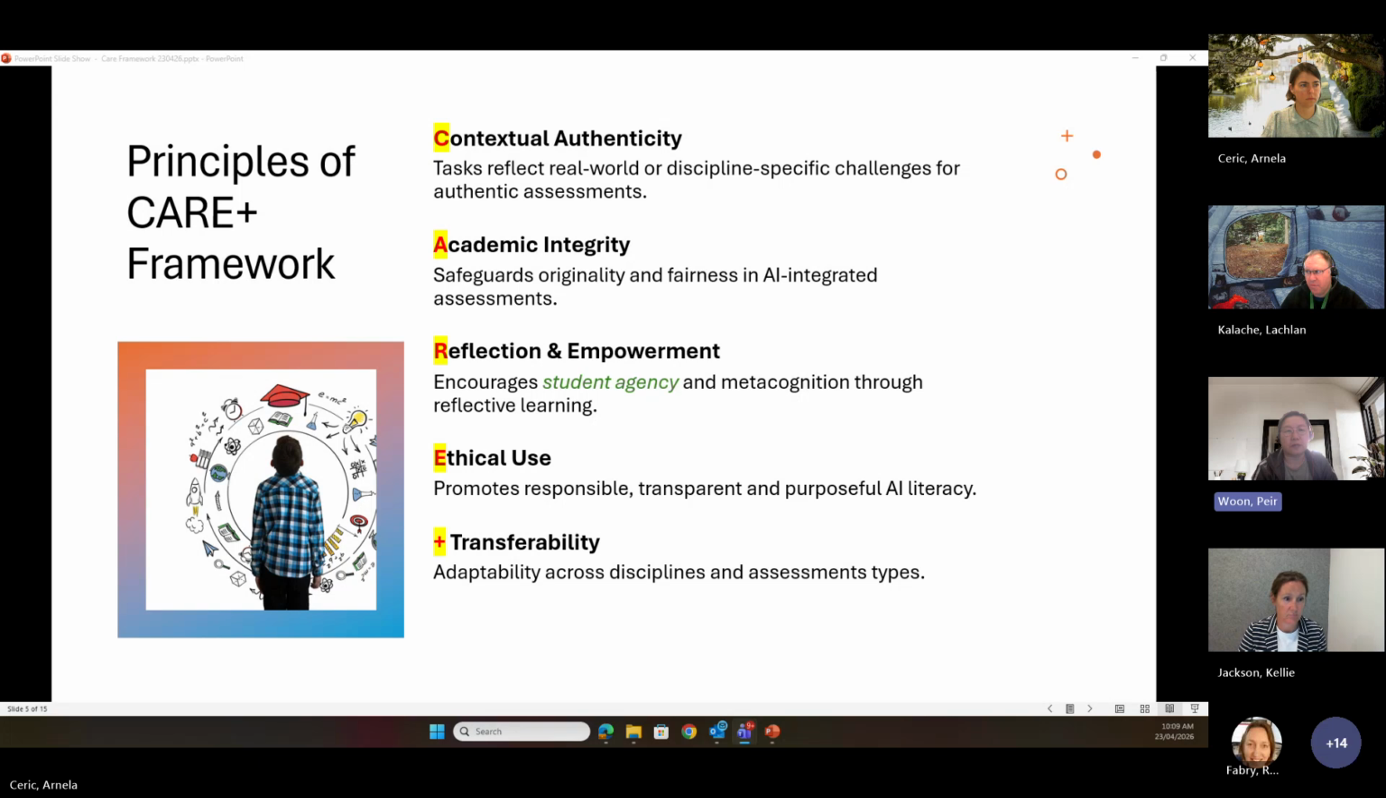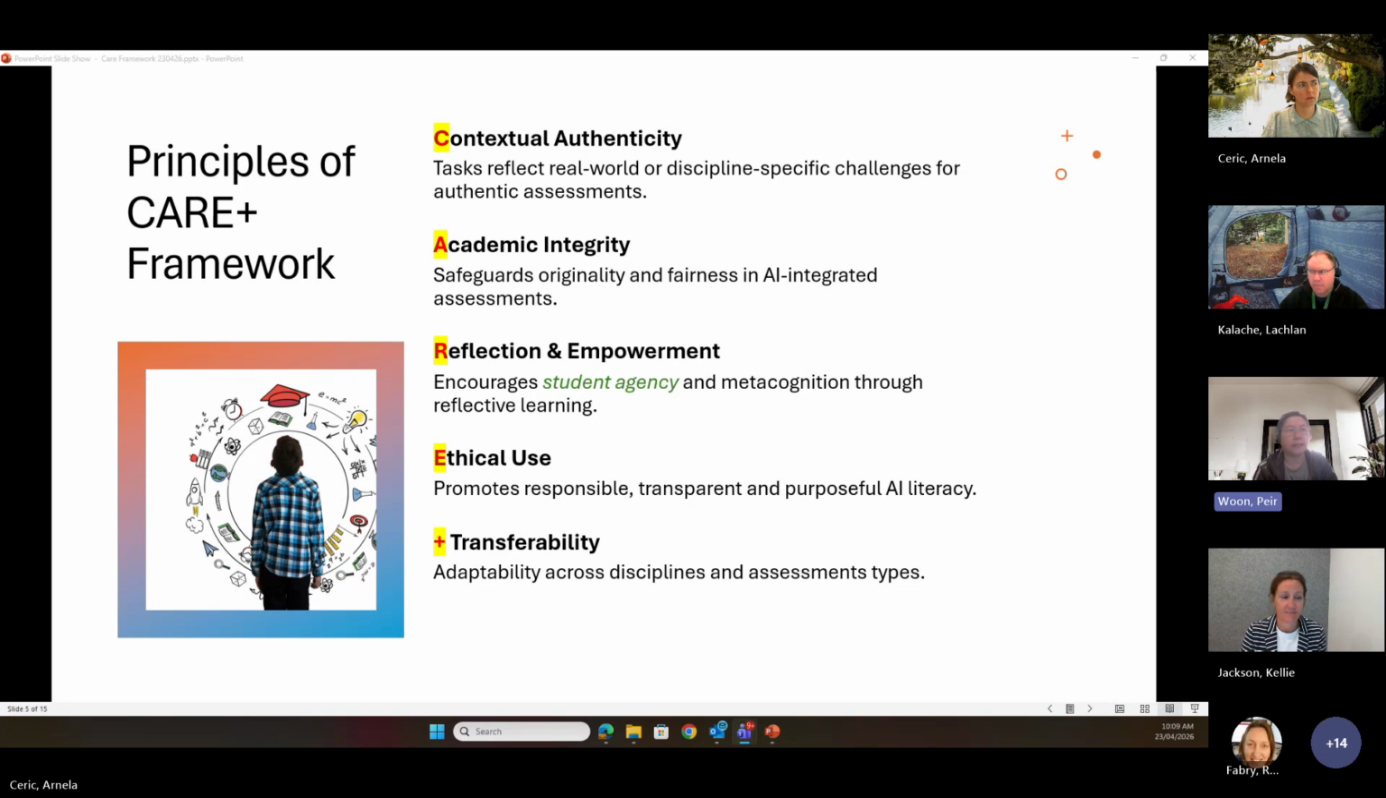And the next we want to uphold is the policy on academic integrity. We need to safeguard to ensure the originality and fairness of our assessments. These include guidelines on how students can or cannot use AI in our assessment design, giving students examples, and also how to prevent misuse.